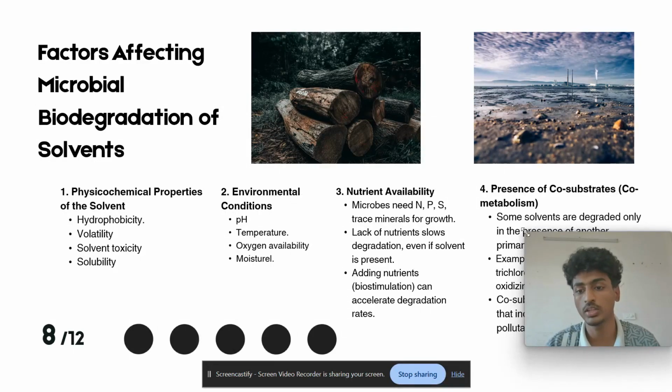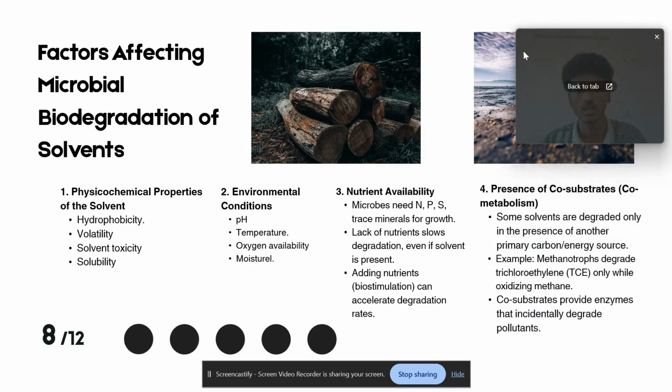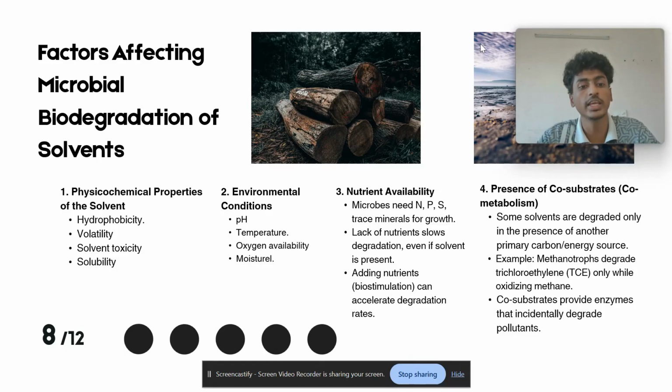Then the fourth one is the presence of co-substrates, or co-metabolism. Here, some solvents degrade only when other carbon sources are present. For example, methanotrophs degrade TCE only while oxidizing methane.